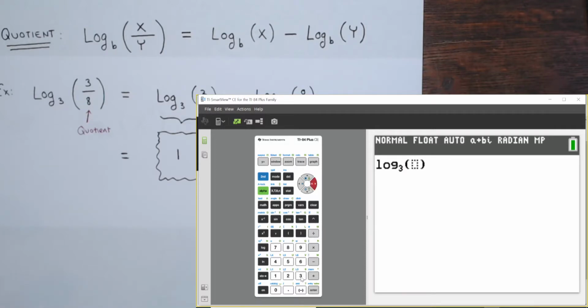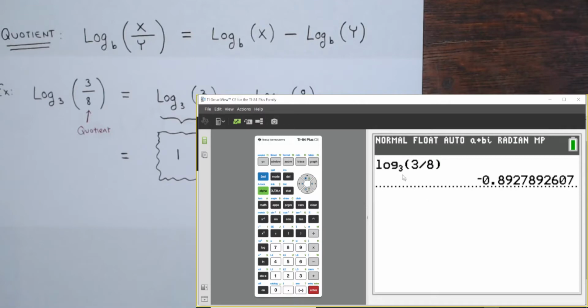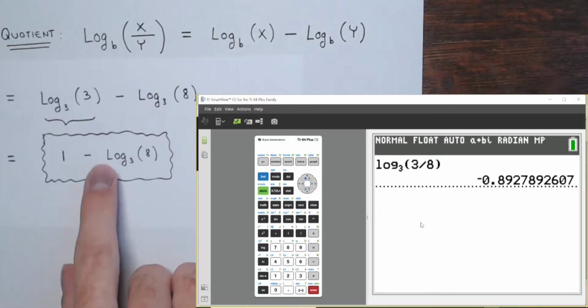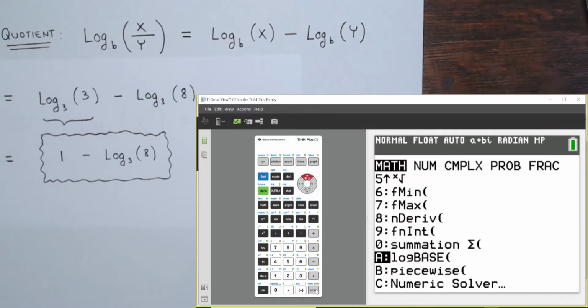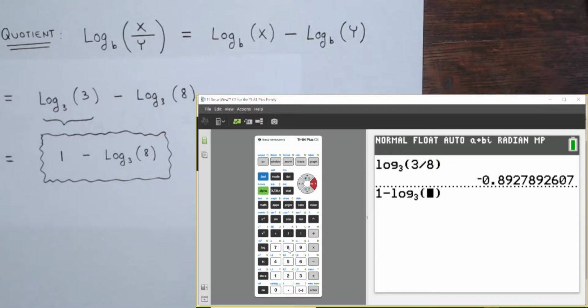So the log base 3 of 3/8 is negative 0.89278926007. That means 3 raised to this weird power should be 3/8. Now let's enter the other expression we had. After using the quotient property and simplifying, we ended up with this expression that I put in a box: 1 minus the log base 3 of 8. Let's see, 1 minus the log base 3 of 8. And it should be the same value, and indeed it is. Okay, great.